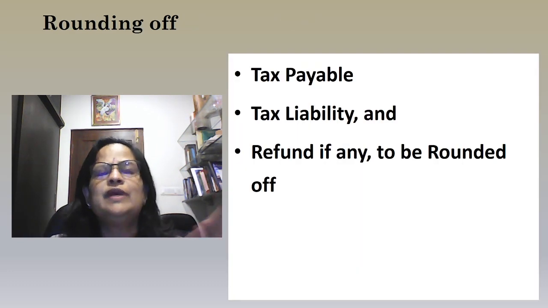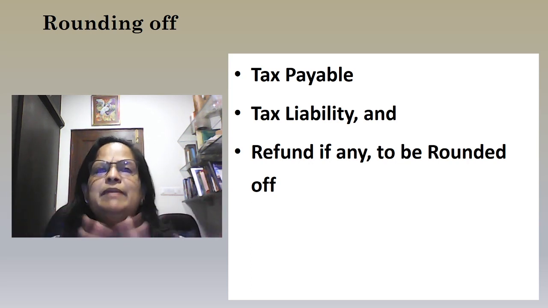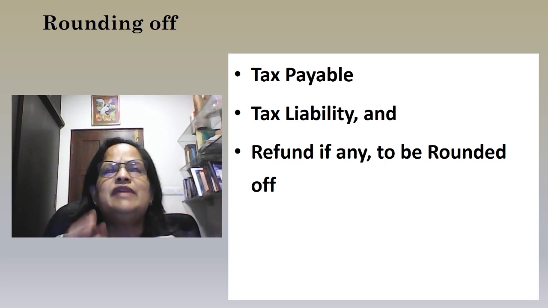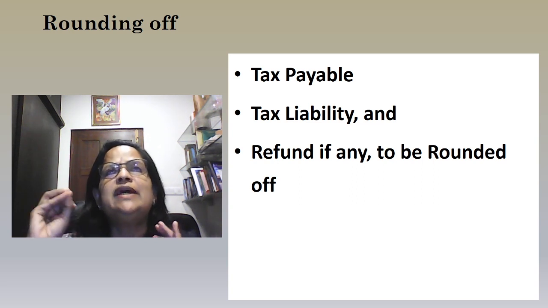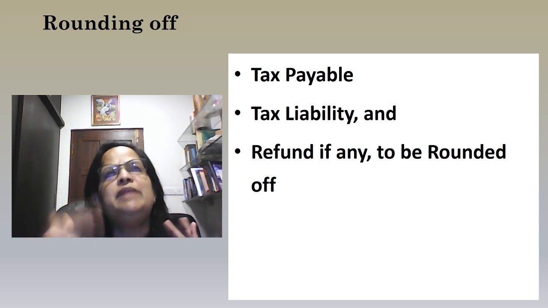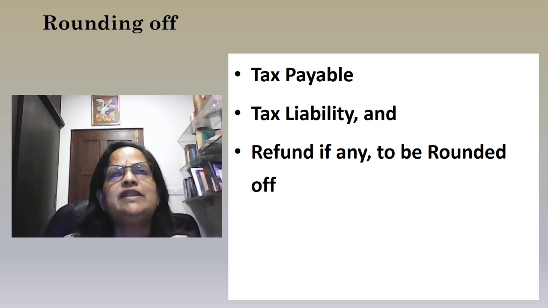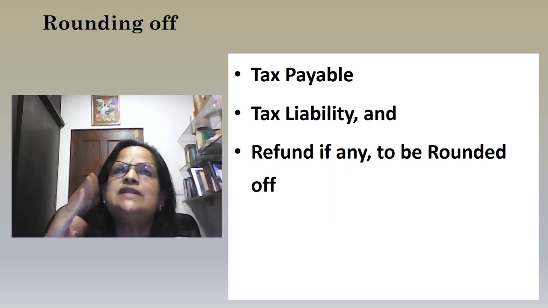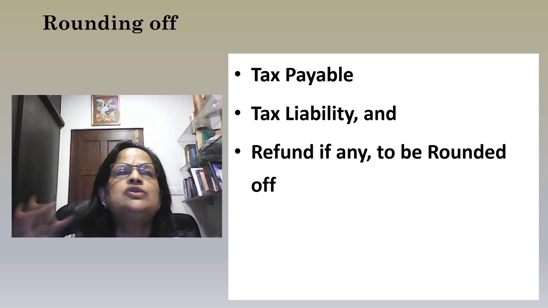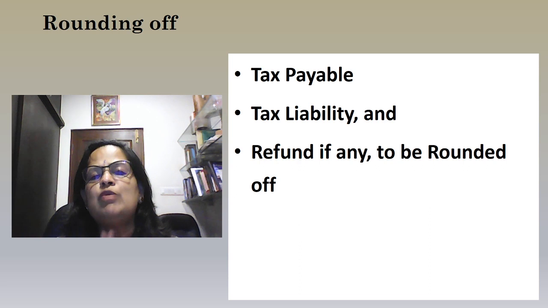Now rounding off of tax payable. This is very important. All the payments are rounded to the nearest 10 rupees. That is how we will round that. For example, if we are getting a taxable income of 6,50,008, the last digit is above 5, meaning it will go to the next higher 10. That means 6,50,010. If it is 6,50,002, then it will go to 6,50,000. So this is how you will calculate. All the values should be rounded to the nearest 10.